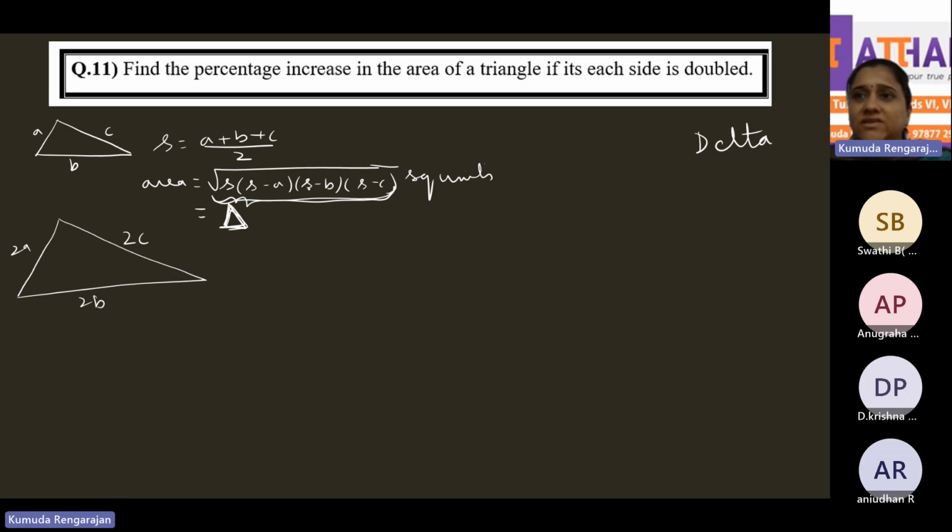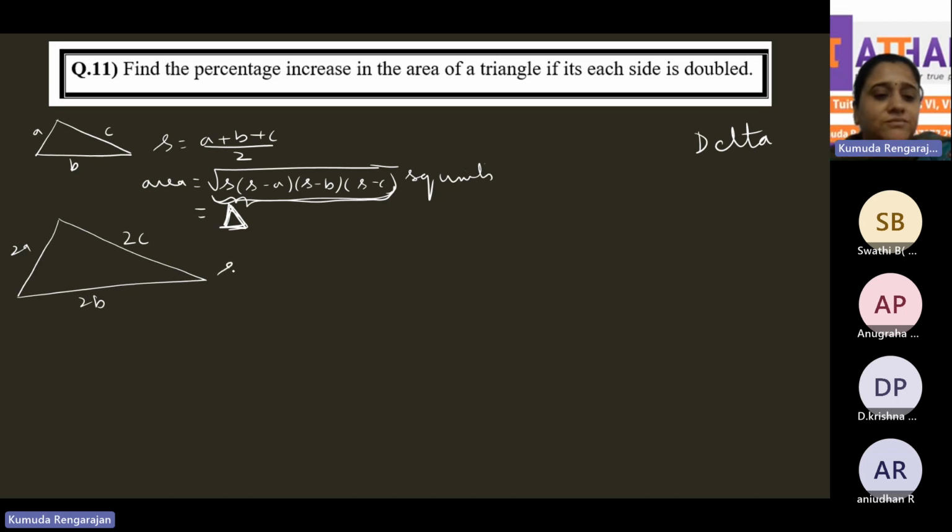So that if you have to write this again, you don't have to write the full thing, root of s into s minus a, s minus b. You can just write delta. Delta means this full thing, root of s into s minus a into s minus b into s minus c. It's a short form we are using for the whole thing.